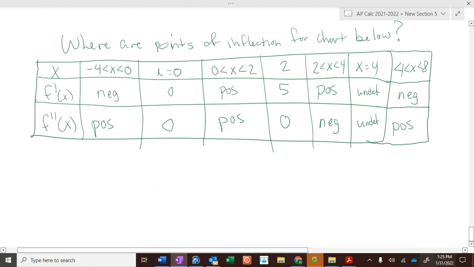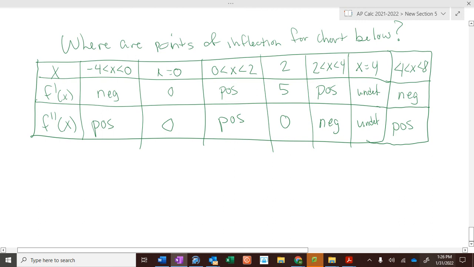Okay, last thing. Where are the points of inflection on this? Points of inflection. That would be 0 in the second derivative, correct? Correct, sort of. And this is why I put this question on here so I could explain it. You would think 0 and 2. Definitely 2 is a point of inflection.